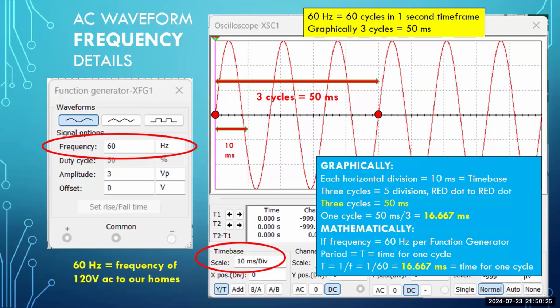Interesting, because that 60 is the frequency. So if you go to do that, guess what? You're going to end up with, on your calculator, 16.67 milliseconds, just like what we did graphically. So things are jiving pretty good right now between your graphical analysis and your mathematical analysis. Let's go to the next one.